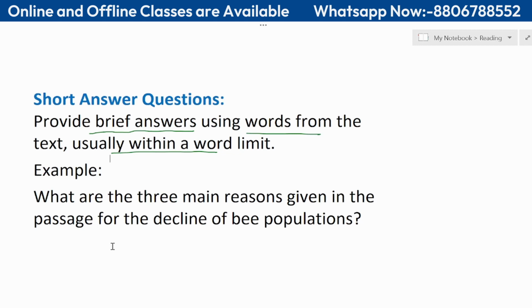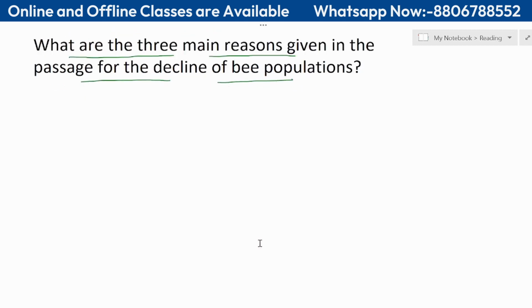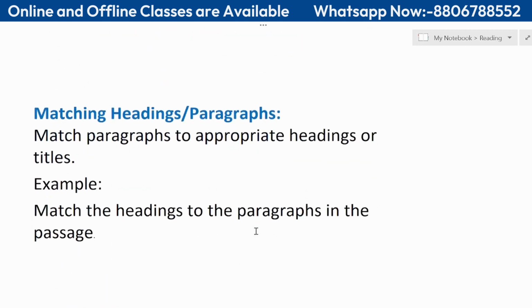So there is an example here. Let us see what are the 3 main reasons given in the passage for the decline of bee populations. So you need to identify it in the passage and write accordingly as per the word count as your answer. Yes, so that is about the short answers.